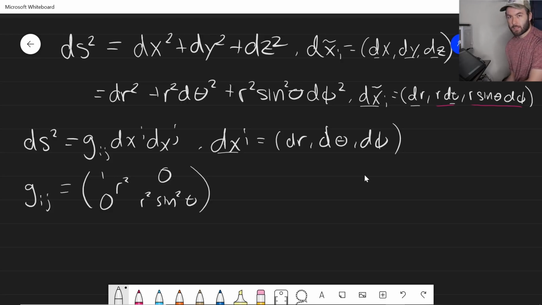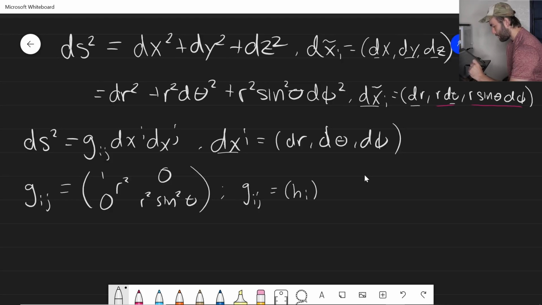And how can we express this relationship? Well, we said that this metric tensor is diagonal, so we can write it as a product of coefficients with the Kronecker delta. So we can say, we'll call it h_i, let's say g_ij is equal to some coefficient h_i times the Kronecker delta, delta_ij. This should not be a mixed tensor.